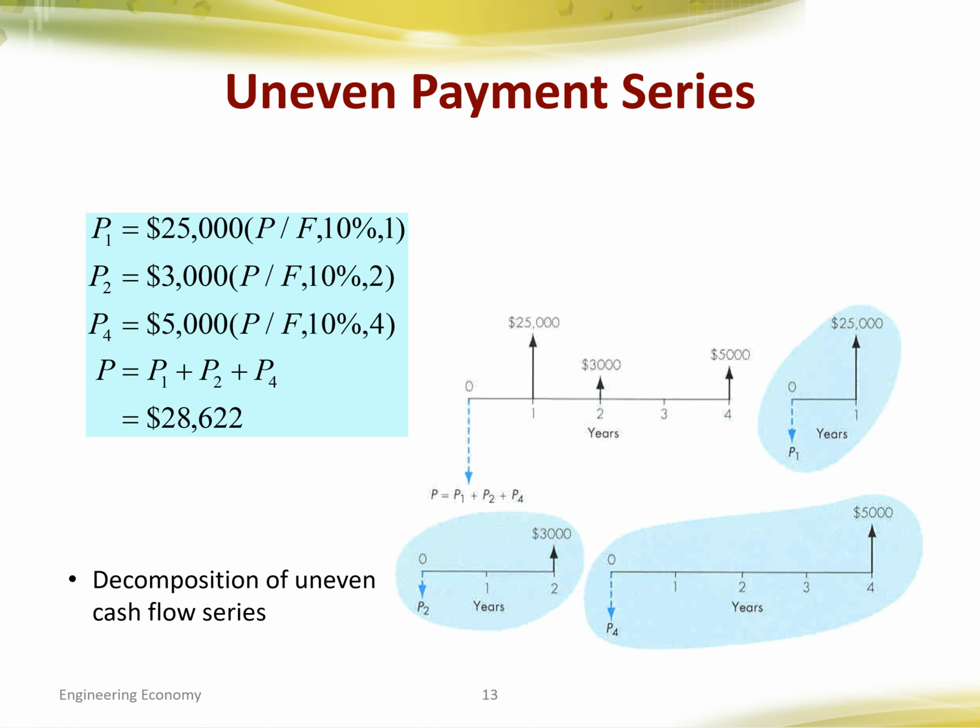And if we have uneven payment, big and small payment, we can also do the conversion one by one, and then reach the same results. Right, so it's just similar to the previous one.